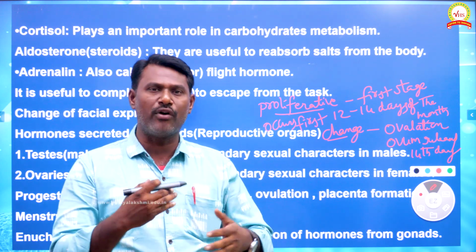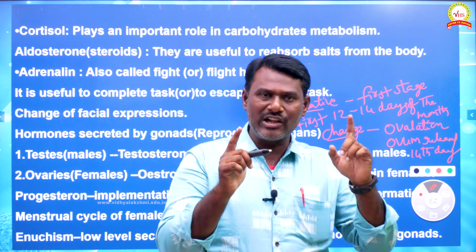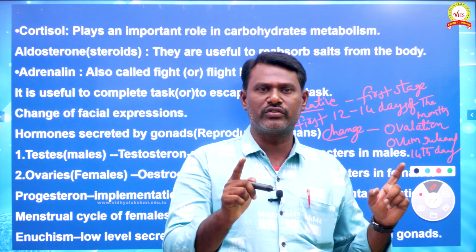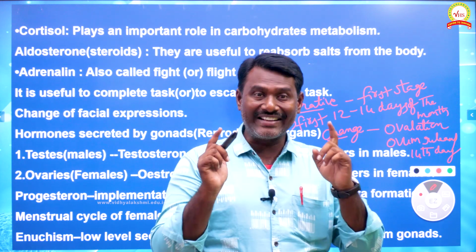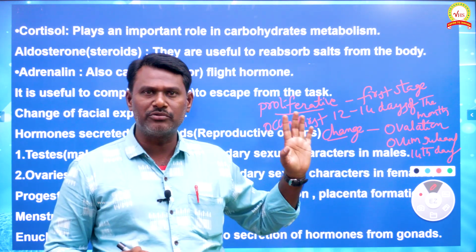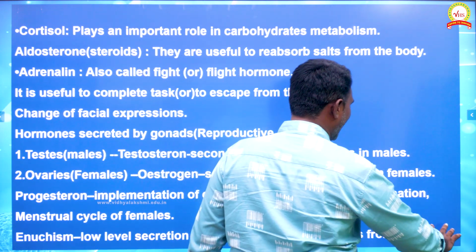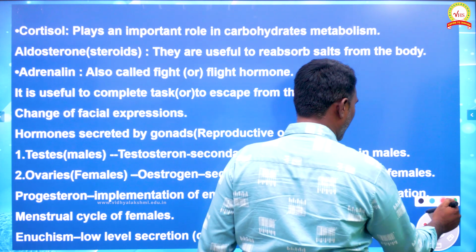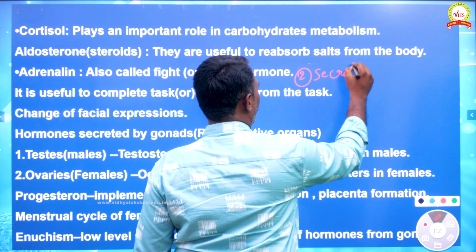Discharging of the ovum on the 14th day. Exactly one ovum is produced from the ovaries, from Graafian follicles or ovarian follicles, on the 14th day. That is the only change we observe in the proliferative or follicular phase. Next we are going to see the second stage, the secretory phase.